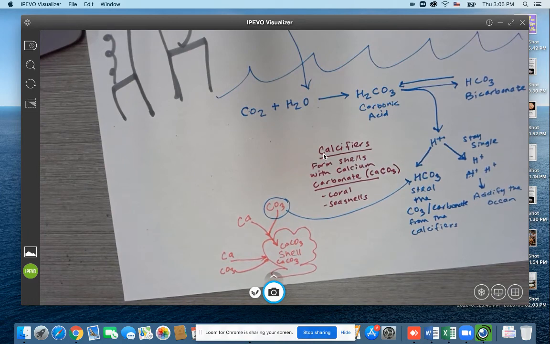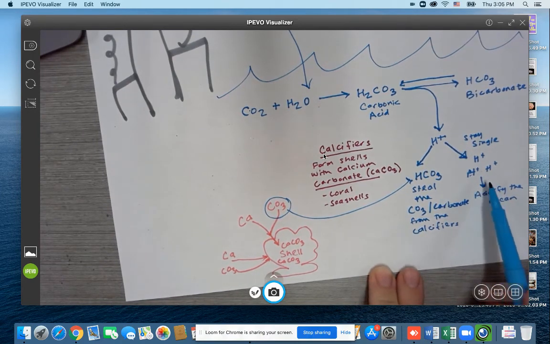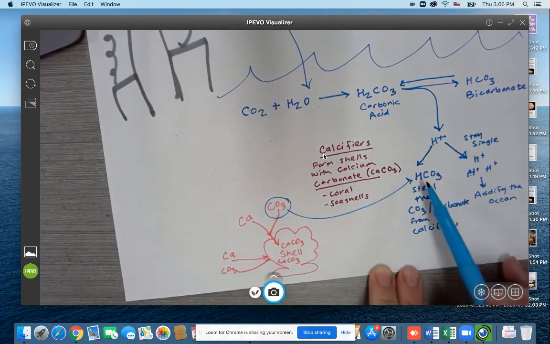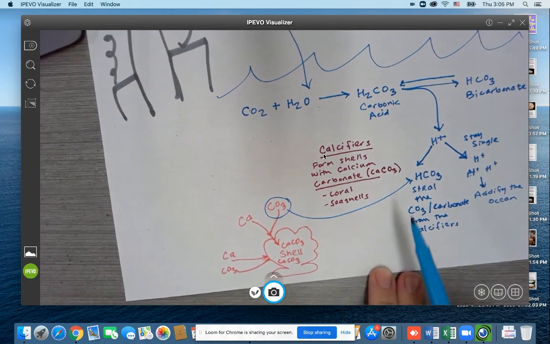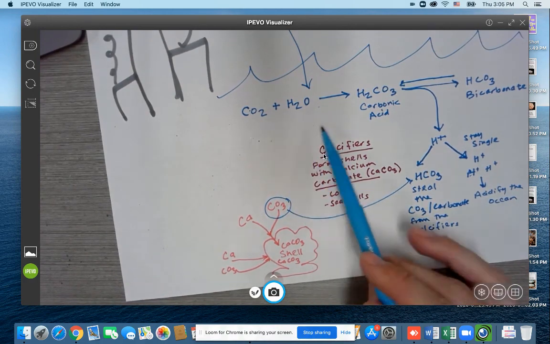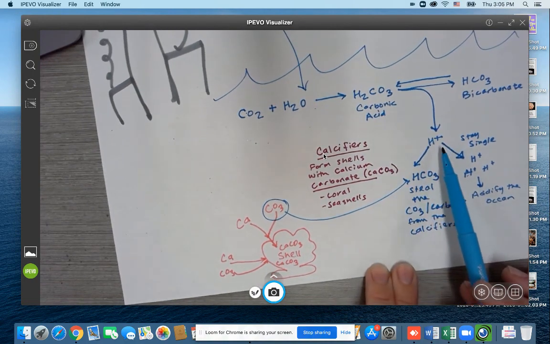More on that later. So this pesky hydrogen is either going to raise the acidity of the ocean by releasing hydrogen ions, or it's going to steal the carbonate needed to build calcium carbonate shells. So it's going to steal calcium's partner and it's going to combine with it to form bicarbonate instead of allowing it to make the calcium carbonate that's necessary for shell building. So this is how ocean acidification happens. CO2 enters the water, it forms carbonic acid, that carbonic acid dissociates into these hydrogen ions and so on.